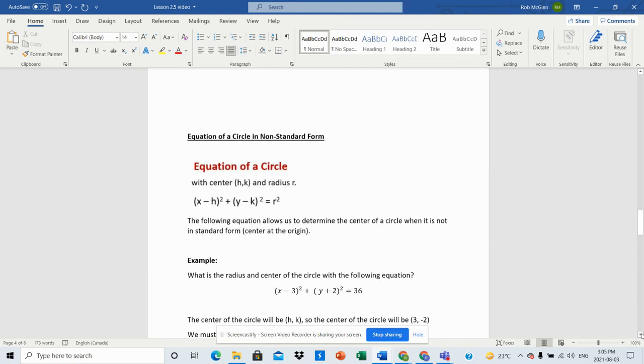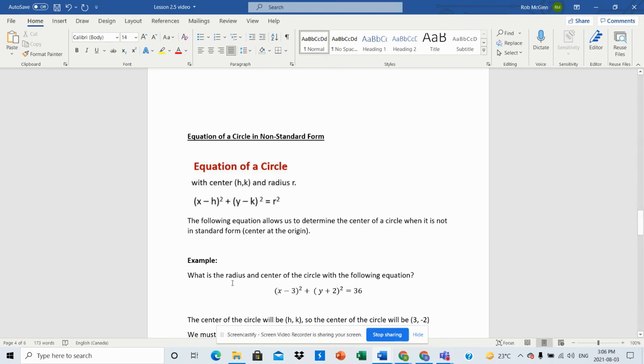If we've done that, then we can also look at the equation of a circle in non-standard form. And that's given to us with this formula: x minus h squared plus y minus k squared equals r squared, where h and k are the coordinate points of the center of the circle. So the following equation allows us to determine the center of a circle when it is not in standard form, when the center is not at the origin.